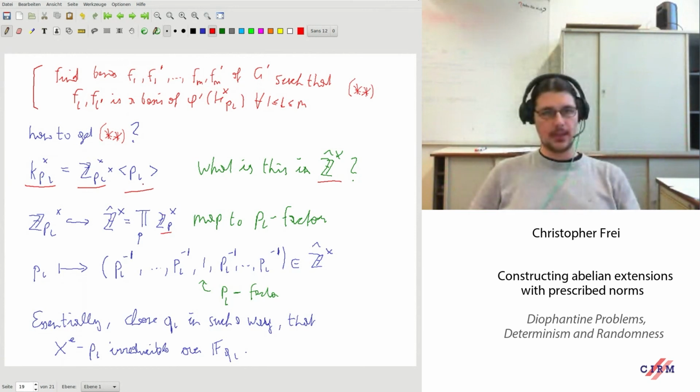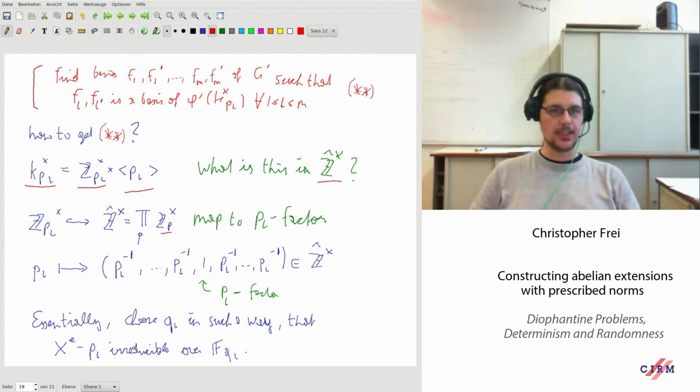And for this uniformizer, PL itself, this does not appear in any of these factors. But I can move it around a little bit, because this set hat star is supposed to stand for the ideal class group of Q. And in the ideal class group, everything is modulo Q star.